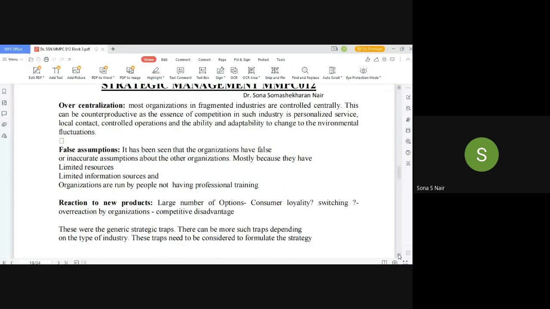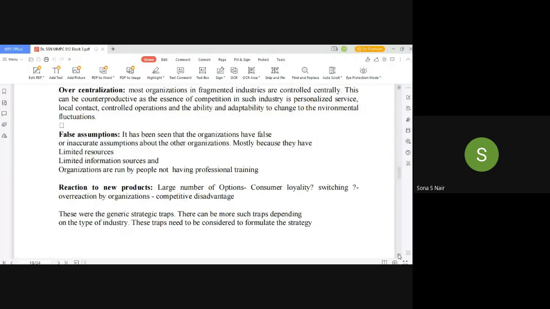False assumptions, that is also one challenge, because in the fragmented industry all the firms are scattered, and when they are scattered they're always having some assumptions or misconceptions. Because they have limited information, they do not know what is happening in the industry, so it is just subjective evaluation of what all is happening. So there are a lot of false assumptions in the industry. It is an industry which is not very organized. Any fragmented industry is not very organized.